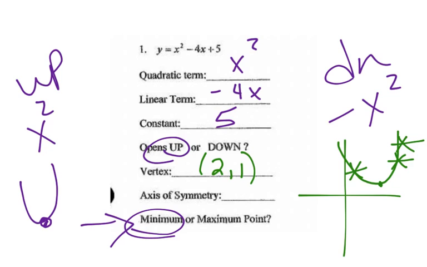Your axis of symmetry, we said, was always x is equal to a number. It's always going to be the x number, or the first number of your vertex. So on this one, it's x equals 2.